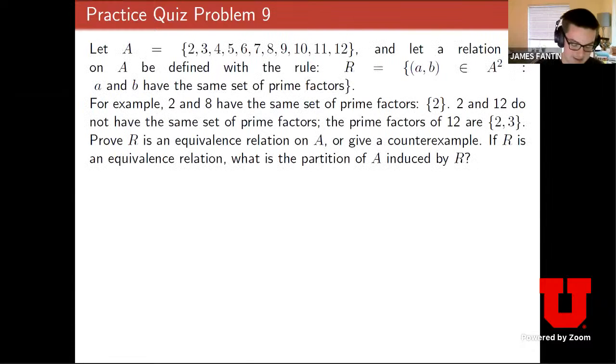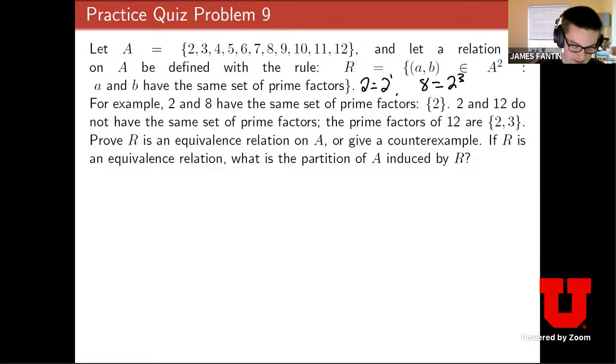Okay, so we're looking at the same set again. We've got this set A of integers from 2 to 12. And then we've got this relation R on A, where R is defined by the set of all (a, b) in A squared, where a and b have the same set of prime factors. And then it gives us an example. So 2 and 8 have the same set of prime factors. Why? Well, 2 is equal to 2 to the first, and 8 is equal to 2 to the third. Sets don't include repeated elements, so the set of prime factors is just {2} for both of these.